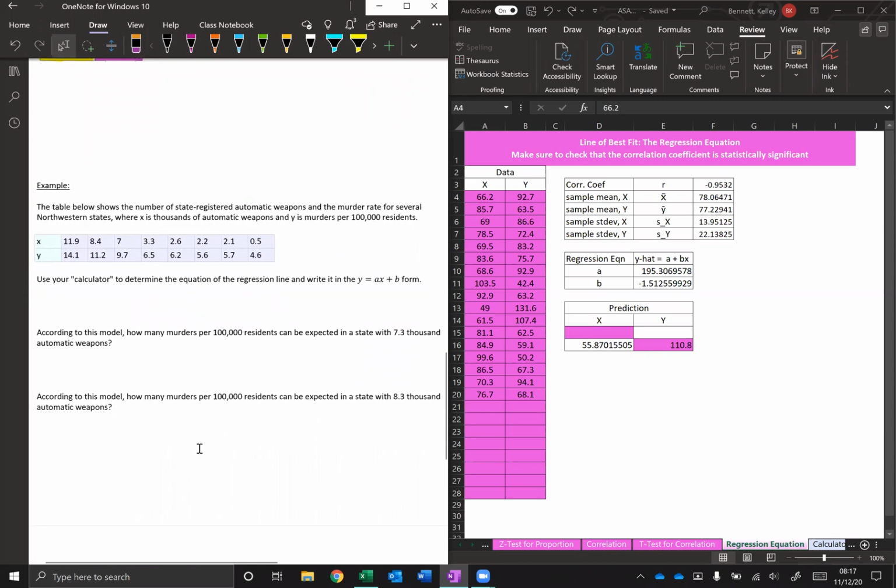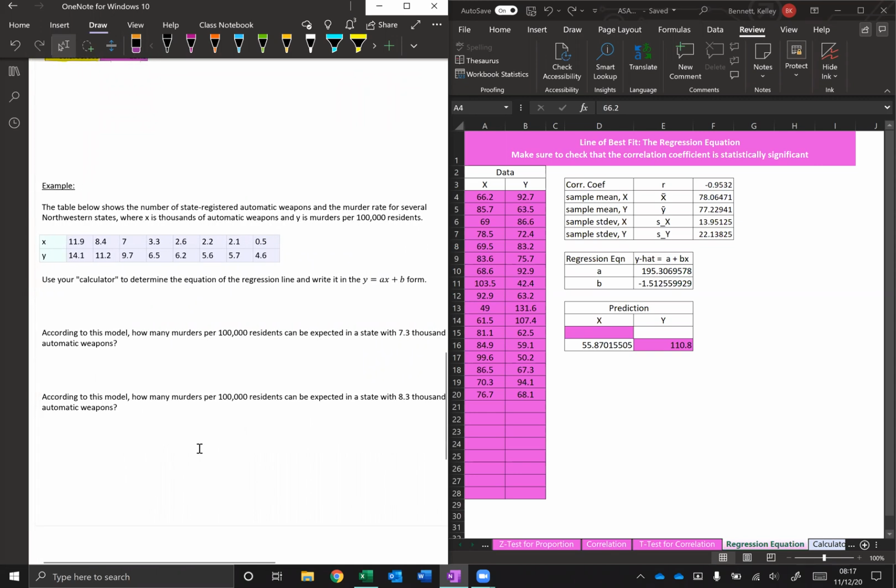The table below shows the number of state registered automatic weapons and the murder rate for several Northwestern states, where x is thousands of automatic weapons and y is murders per 100,000 residents. So we want to use our calculator, our Excel, to determine the equation of the regression line and write it in the y equals ax plus b form. And that really should be a plus bx.